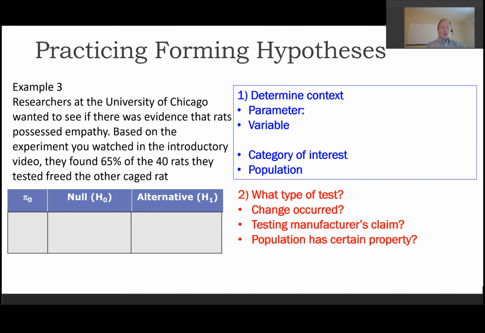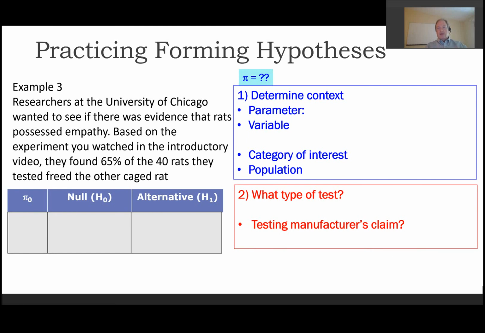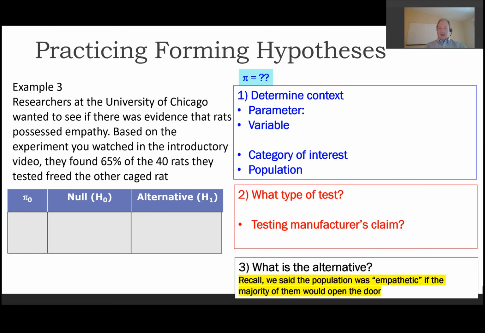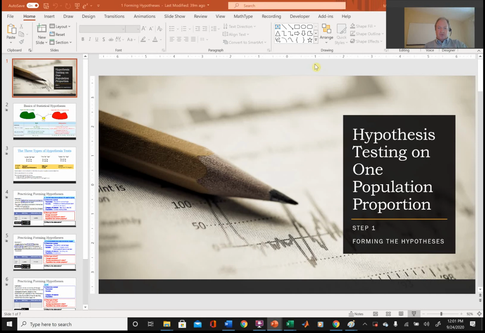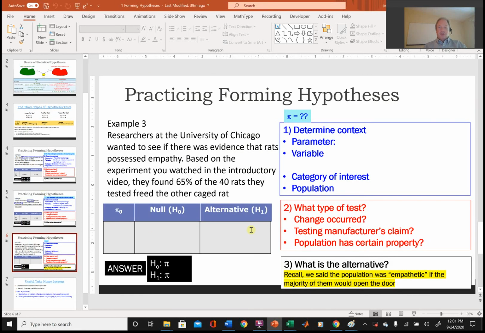What I want you to do is work out what pi is. So you're going to go through this process where you determine the context, okay? And you're going to figure out what pi is. And then you're going to determine what type of test is being performed. In this case, you're going to figure out if it's testing a manufacturer's claim. And don't assume it's a manufacturer's claim. I copied and pasted this, so these are all possible, okay? Which of the changes occurred, and what is the alternative, and how would we write it?